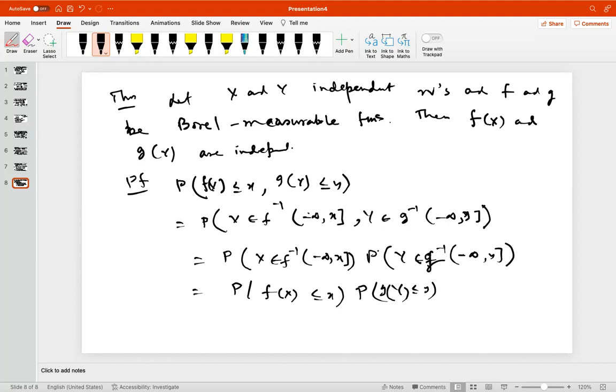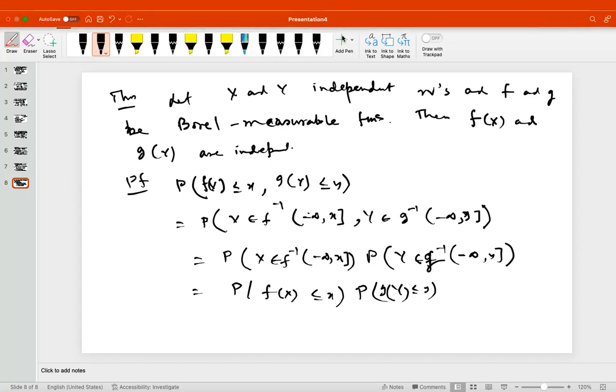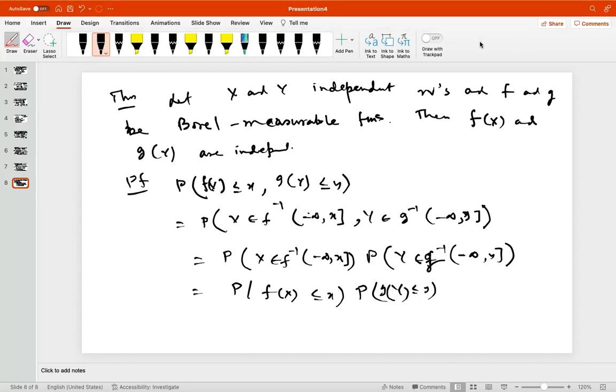So these are important results, and we stop with this independence topic here. In the next class we start with functions of random vectors, the transformation of random vectors. In the previous class we discussed the transformation of a single random variable, like given the distribution of X, find the distribution of X squared. Here we have two random variables X and Y, we know their distributions, and we want to find, say, the distribution of X plus Y, or the distribution of X times Y, and so on. This is important, and we discuss it in the next class.